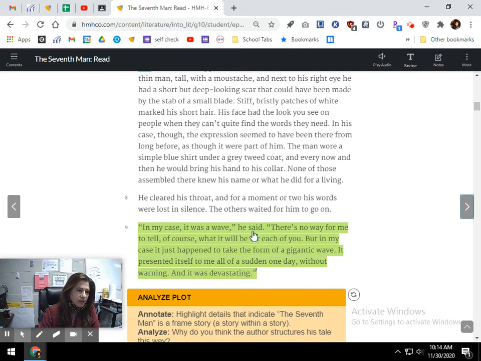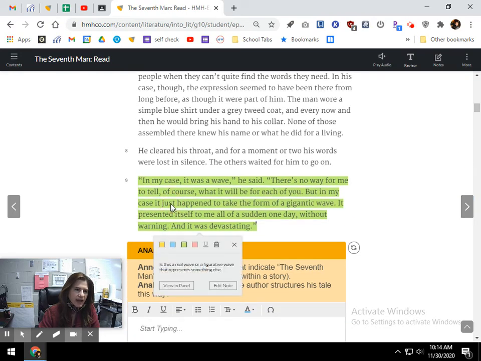He's talking to people sitting around in a circle, so we might start thinking about why they would be doing that. There's no way for me to tell, of course, what it will be for each of you, but in my case, it just happened to take the form of a gigantic wave. So I just highlighted that, and I asked myself, is this a real wave or a figurative wave that represents something else? And right now we don't know, but we have clues.